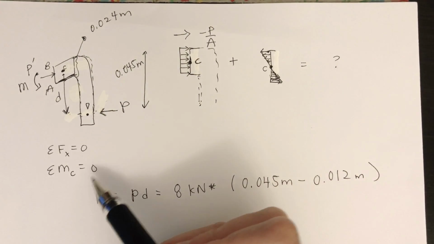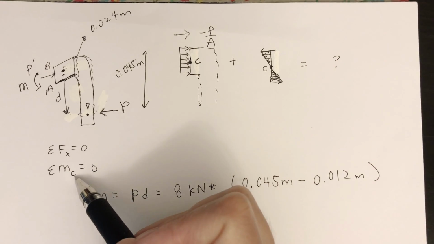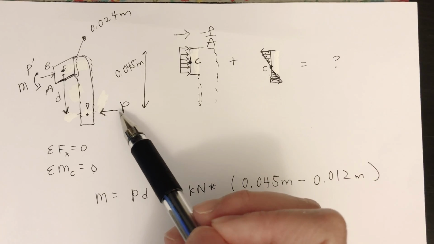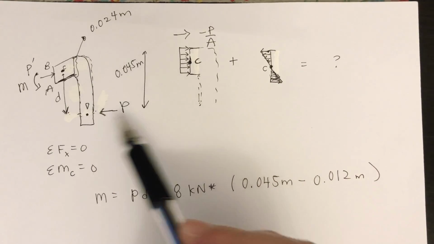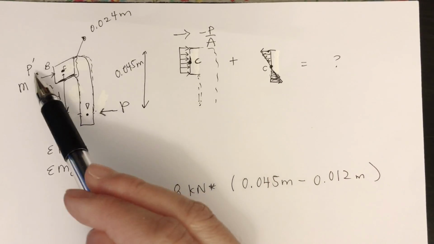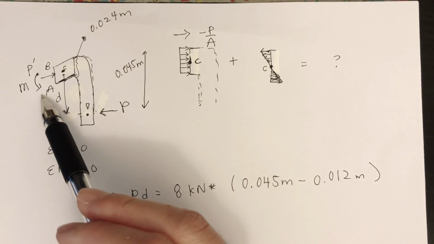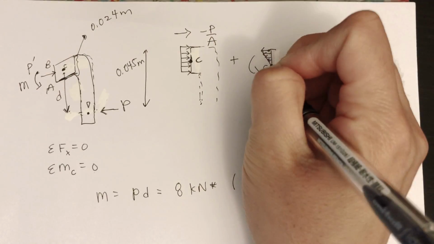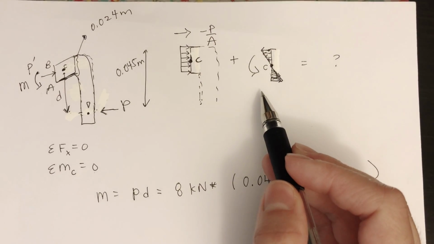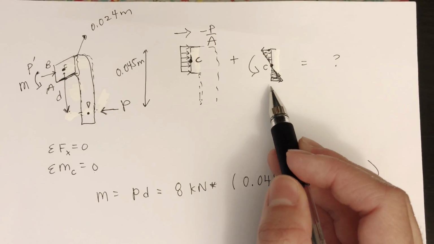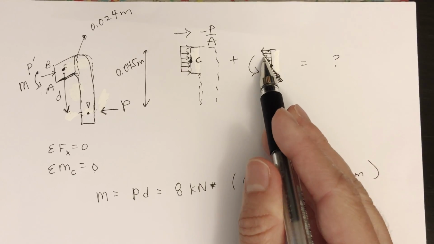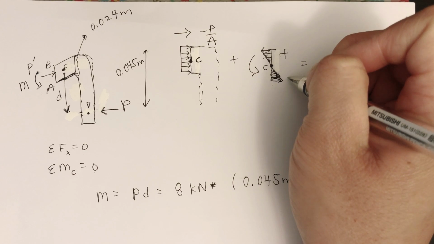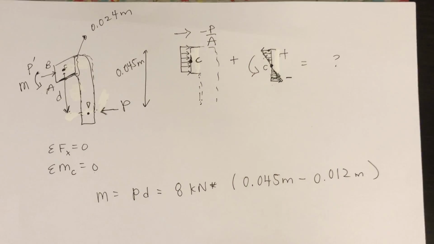And when you take the sum of the moments about point C equals 0, this force is going to be a clockwise motion, so this is going to be a counterclockwise motion here. So that means the bottom is going to be in compression. The top is tensile. Top is tensile. Bottom is compressive.